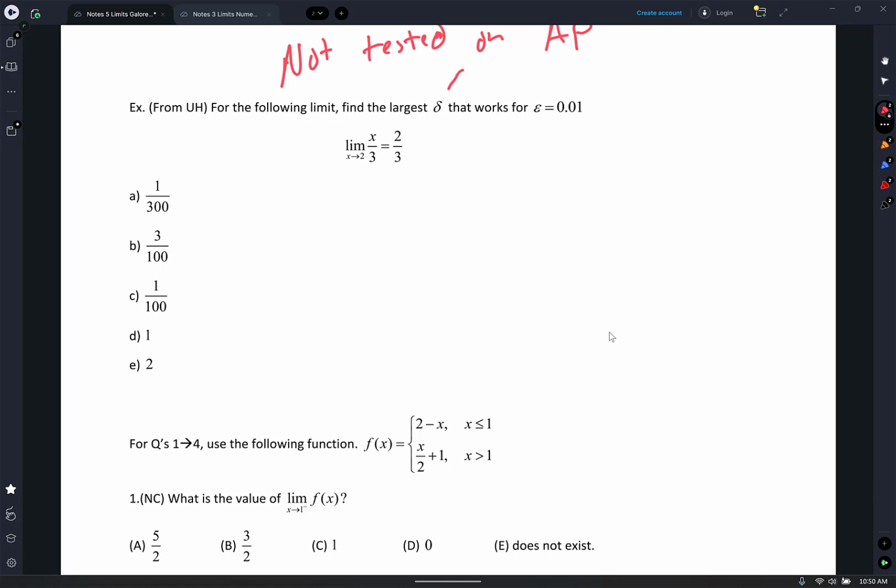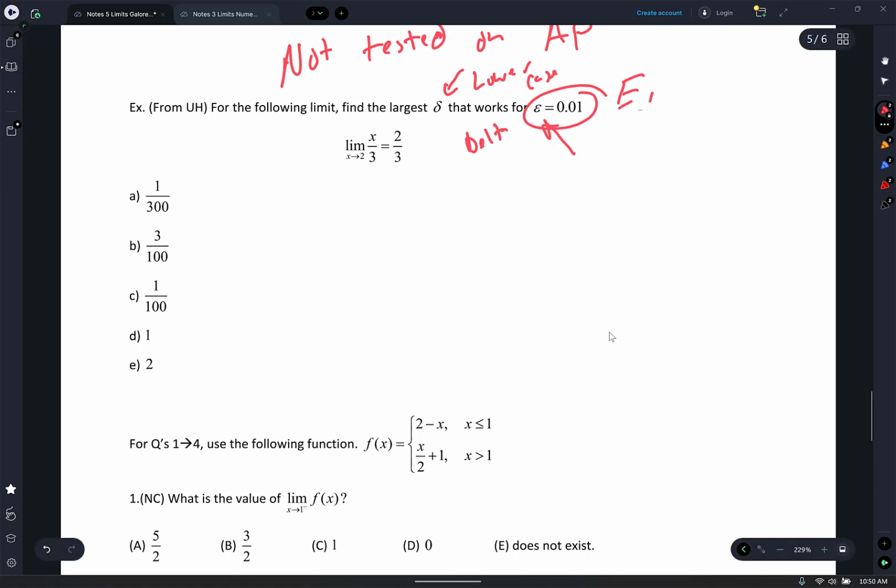This is the delta. It's just a lowercase delta. I know you guys are used to seeing the delta with a triangle. This is a lowercase delta. And this is called an epsilon, a lowercase epsilon. Let's see what it says. For the following limit, find the largest delta that works for epsilon equals 0.01. Relax. This epsilon just means error.